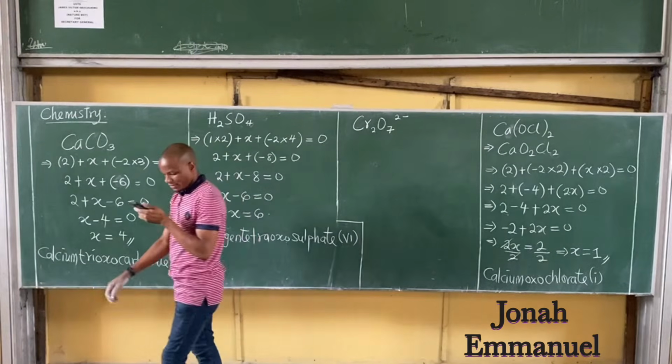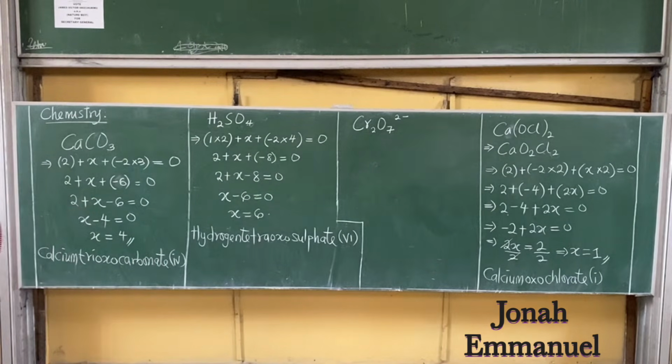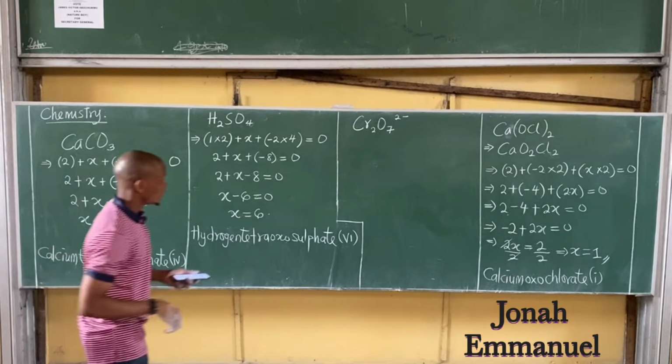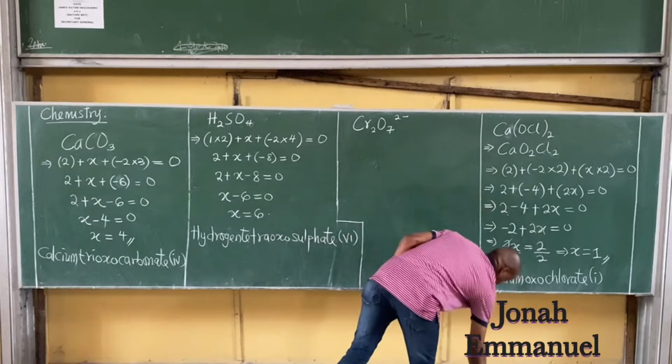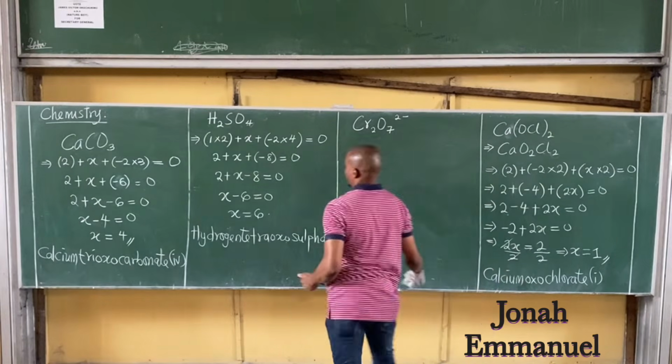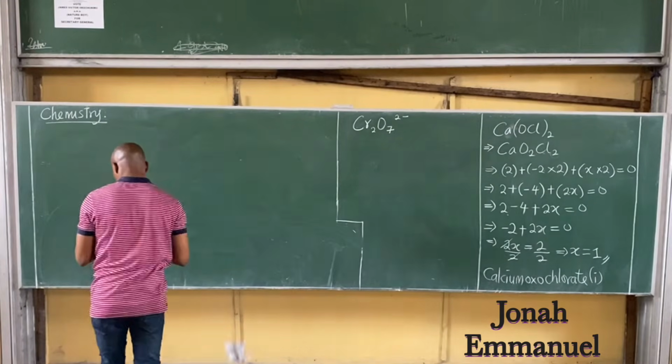This is how we find the oxidation number of this, and see if you can read it. Let's look at this. We'll try 2 more examples. Let me show you something.